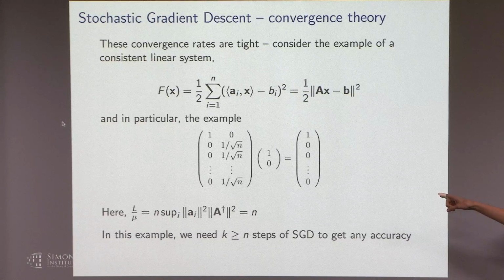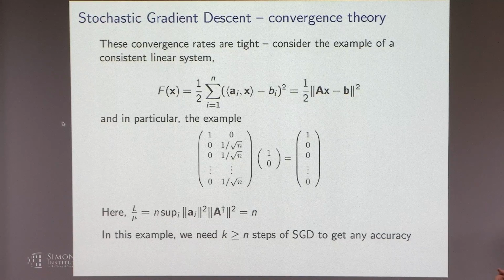We want to solve for the unique solution 1, 0 to the system of equations A times 1, 0 equals 1, 0, 0, 0, 0. So if we run stochastic gradient descent with blind uniform sampling in this example, it's sort of stupid because with probability almost 1, stochastic gradient descent will pick a row 0, 1 over square root of n. And in case it picks that row, the inner product of that row, well, it's just going to project orthogonal to the solution x star. So the stochastic gradient descent update in this case is not going to move at all.